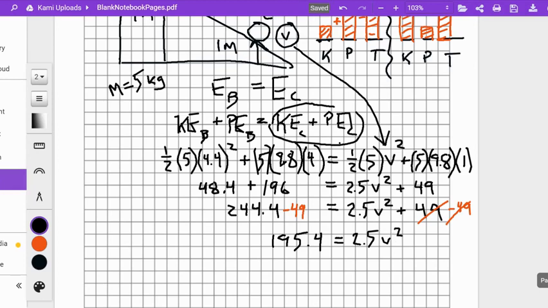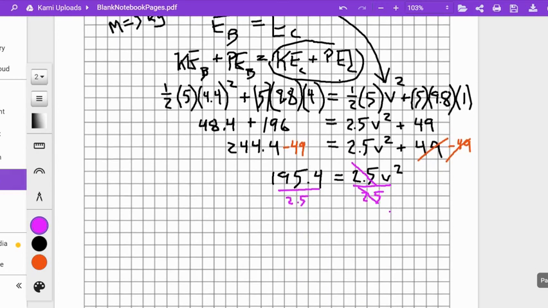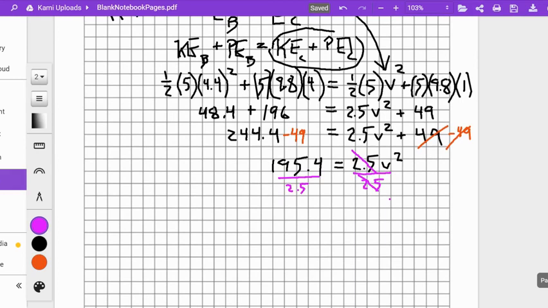Okay? Then the last step I'm going to need to do is I'm going to need to get rid of the 2.5, and I do that by dividing. I have to divide both sides. And I hope you can see that that cancels here. But on my calculator, I take 195.4 divided by 2.5, and I get 78.16.